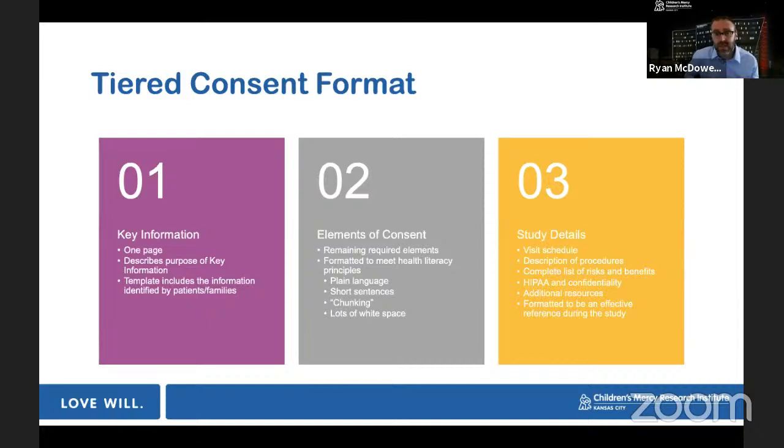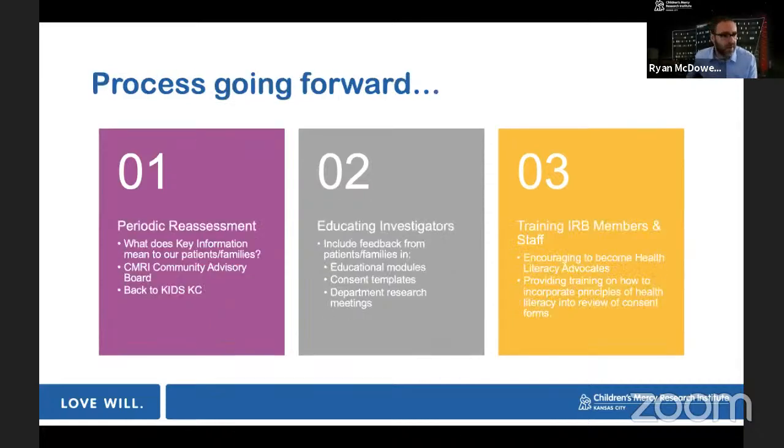So we really want to design this where, yes, it's providing all that information, the information for making a participation decision is pushed towards the front, but that tier 3 is still a great reference for patients and families after they go home and as they're continuing to participate in the study. Next slide. I think it's back over to you, John.